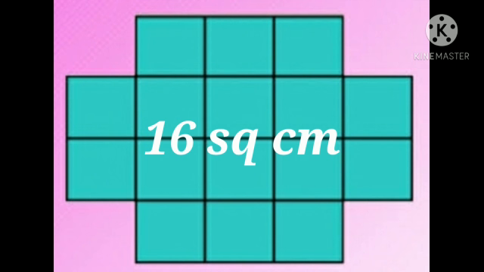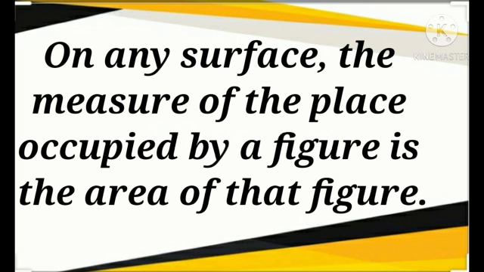Our next example, here you all can see a figure. We have to find out the area of this particular figure. For that, we are going to count how many small square boxes are there. So, yes, you all have counted right. There are 16 small squares. So the area of the particular figure is 16 square centimeter. On any surface, the measure of the place occupied by a figure is the area of that figure.